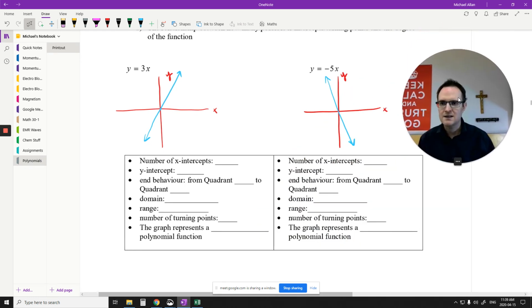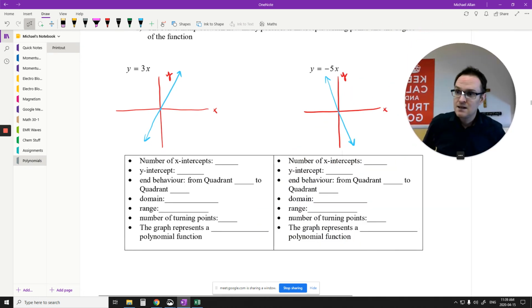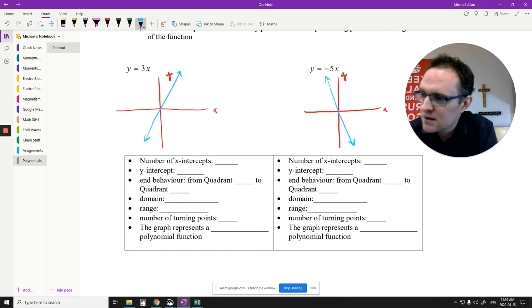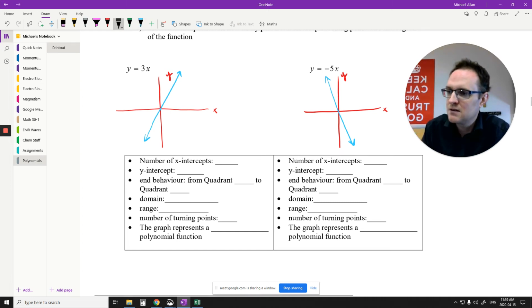Now let's analyze these 2 and see what's happening. The number of x-intercepts for both of these. Well, you notice they cross the x-axis once each. Y-intercept, (0, 0). You could just say 0 as well. Don't have to worry about that.